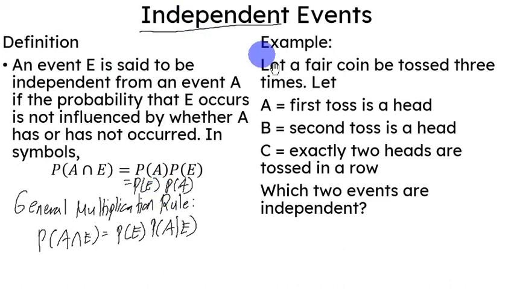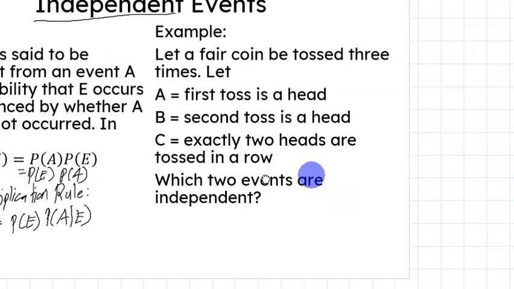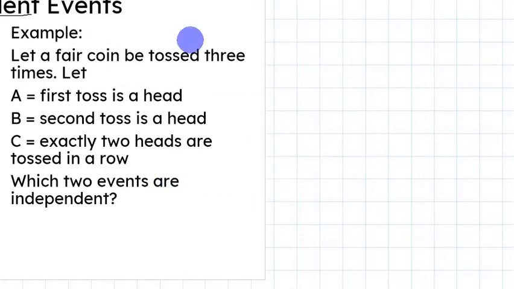So, let's have an example here. Let a fair coin be tossed 3 times. Let event A: the first toss is a head. B: the second toss is a head. C: exactly 2 heads are tossed in a row. We are asked which of the two events are independent. So, let's try to analyze this example here.